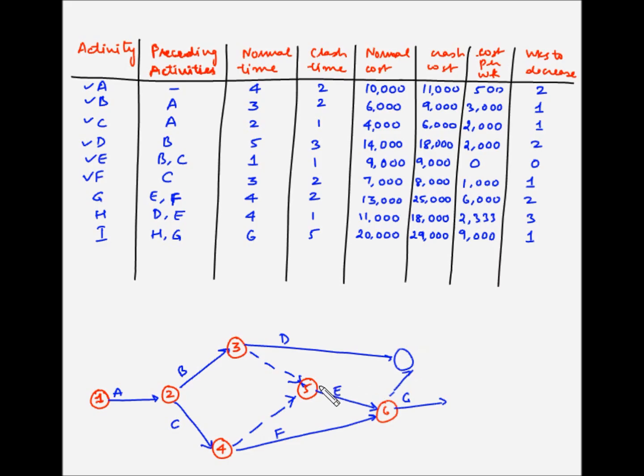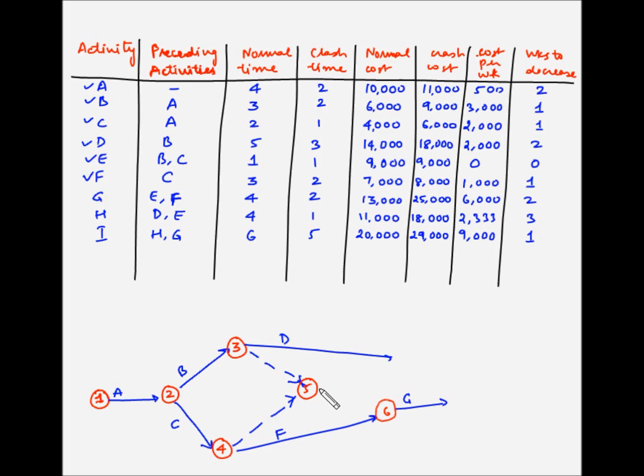So what that means is that if we draw E like this and say this is 6, and then we can draw a dummy here and then a dummy here, what this would mean is G is dependent on both E and F, and H will be dependent on both D and E. So let's modify this diagram and then we'll draw this structure.